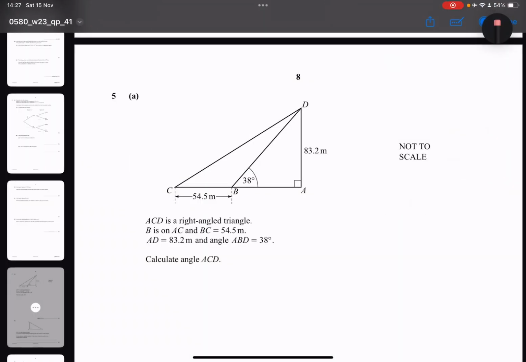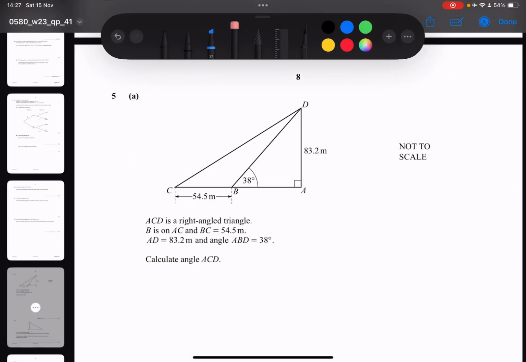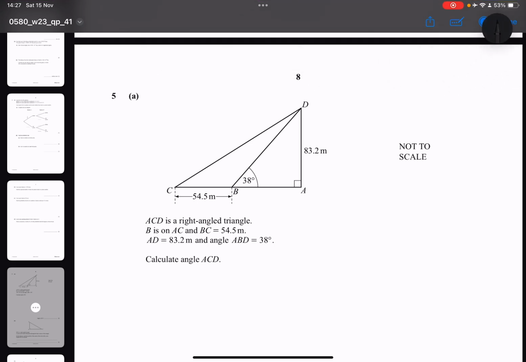I wanted to make this video because I was helping a student with this question and we both got stuck. Embarrassing for a math teacher especially. We got stuck and I learned something very important from this question. So let's start looking at it.